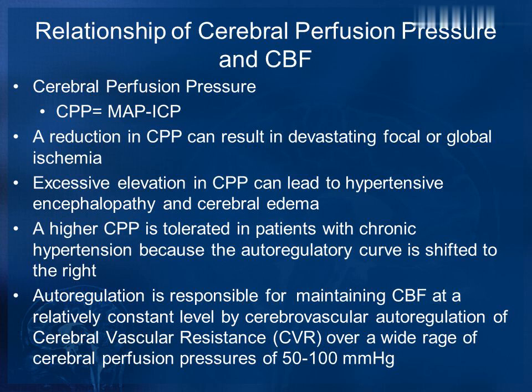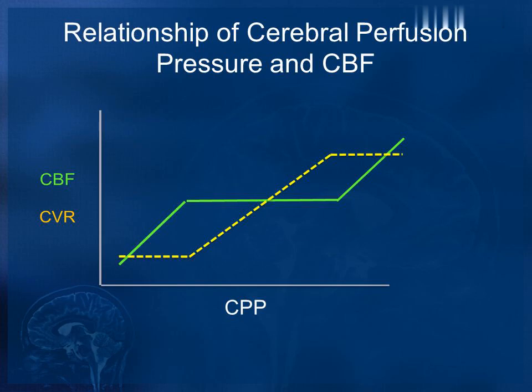CPP equals MAP minus ICP. A reduction in CPP can result in devastating focal or global ischemia. Excessive elevation in CPP can lead to hypertensive encephalopathy and cerebral edema. A higher CPP is tolerated in patients with chronic hypertension because the autoregulatory curve is shifted to the right. Autoregulation is responsible for maintaining CBF at a relatively constant level by cerebrovascular autoregulation of cerebral vascular resistance, CVR, over a wide range of cerebral perfusion pressures of 50 to 100 mm of mercury.